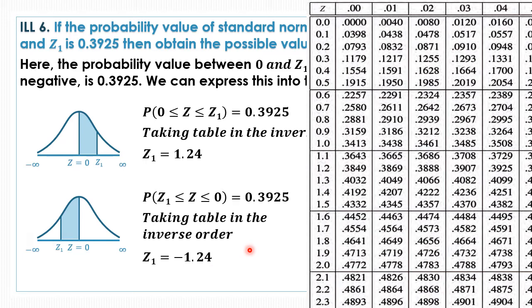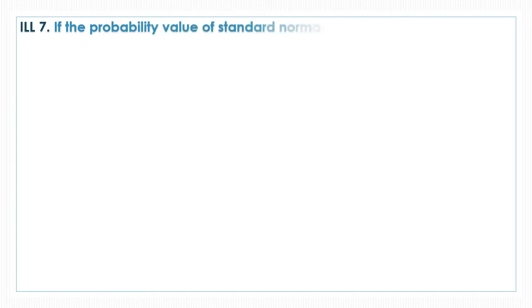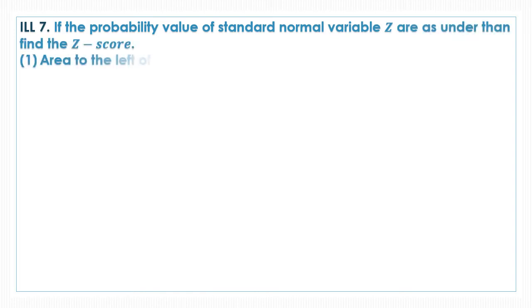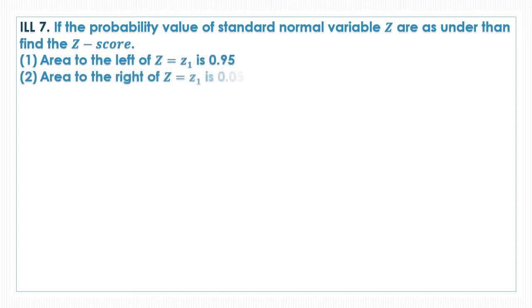Let's check out some more illustrations based on this concept. Illustration 7. If the probability values of standard normal variable Z are as under, then find the Z score. Now the area to the left of Z, which is Z1, is 0.95 and the area to the right of Z, which is Z1, is 0.05. Now we have to start from the first question. Let us try to understand what they are trying to tell here.